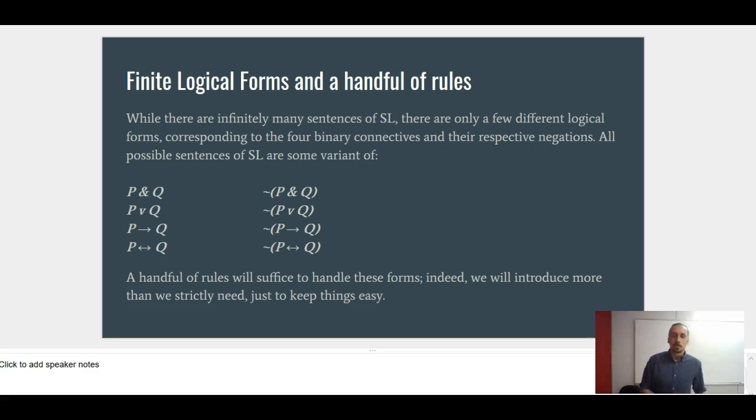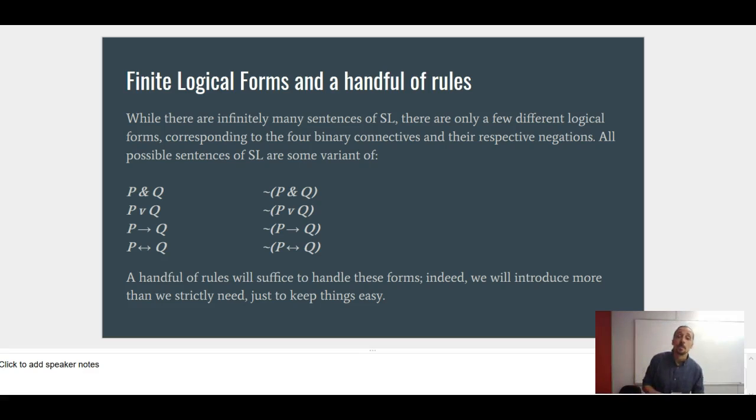Okay. So, as I've been saying, there are infinitely many sentences of SL, but there are only a few different logical forms. So that's why the recursive set of sentences was finite. They tell you there's only going to be finitely many logical forms using metavariables, even though there are infinitely many sentences. These will correspond to the four basic binary connectives and their respective negations. So all possible sentences of SL are some variation on these. And a handful of rules will suffice to handle these forms.